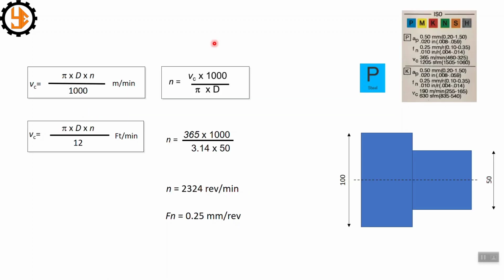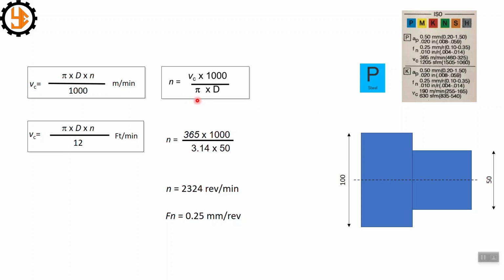On the left side, we see the cutting speed formulas for 2 different measurement systems. For the metric system, we use this formula. This one is used for the inch system. Now let's calculate the number of revolution for this workpiece. In this formula, I got VC value on the insert box 365.